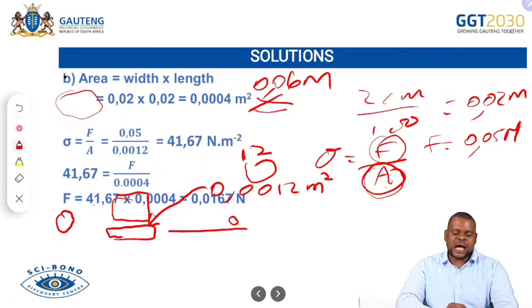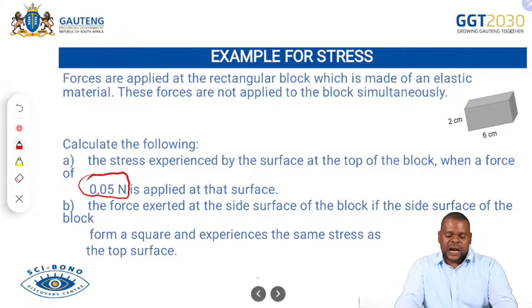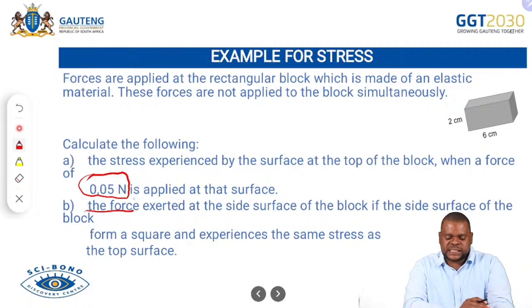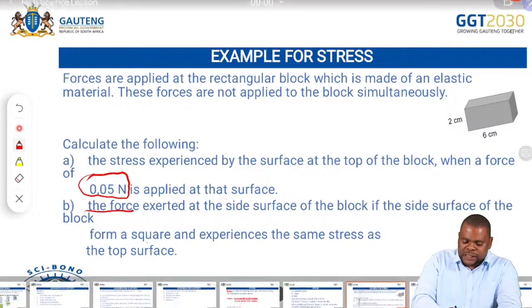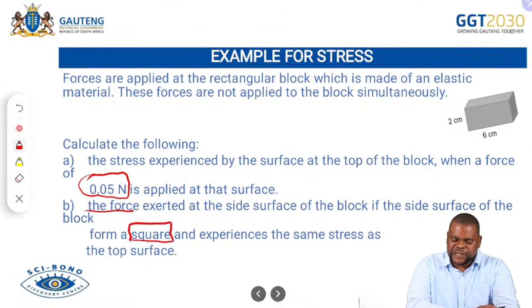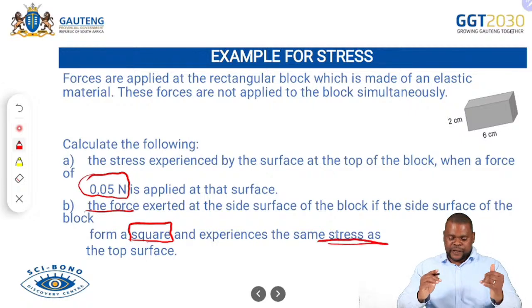Let's continue, grade 12. Then to answer question B, let's go back to the question. The question says, calculate the force exerted at the side surface of the block, if the side surface of the block forms a square and experiences the same stress as the top of the surface.